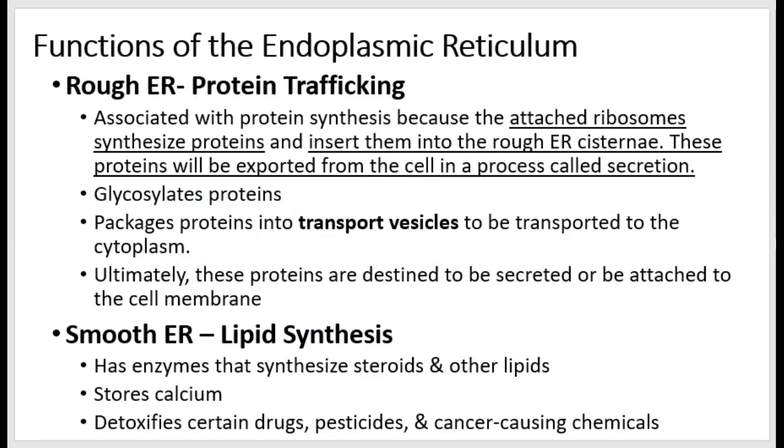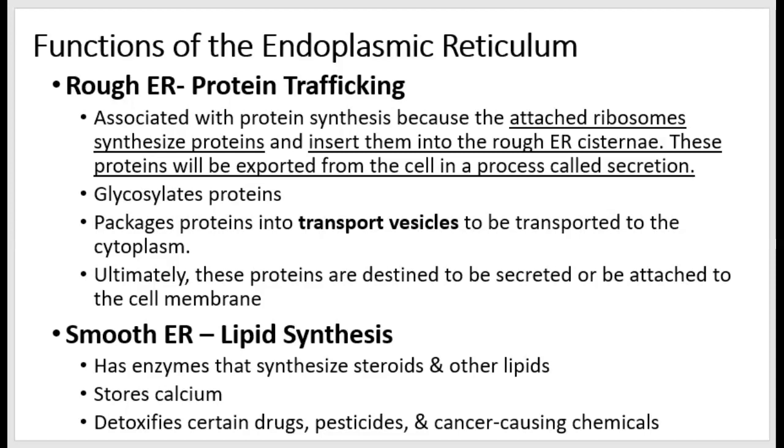Now the rough ER and the smooth ER have separate functions. The rough ER is associated with protein trafficking and protein synthesis because the attached ribosomes will make proteins and insert these proteins into the ER cisterns. Ultimately, the proteins that enter the rough ER will be exported from the cell. Within the rough ER cisterns are enzymes, which can glycosylate proteins. This means that a carbohydrate will be added.